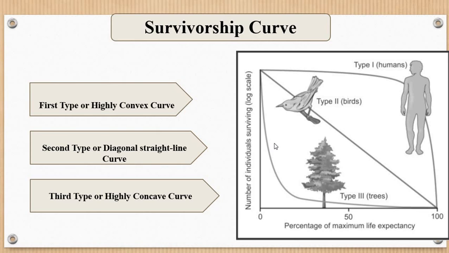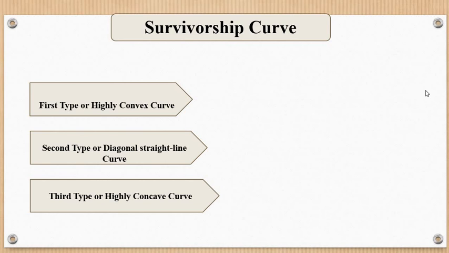If there were a death, the curve would have gone down like this, but if it is straight, it means there is no death in the early developmental stages. So maximum individuals survive up to the specific age. All the individuals can grow up to that specific age and then their death occurs. So all the individuals of that particular species have a similar lifespan. So it is the highly convex survivorship curve, right?